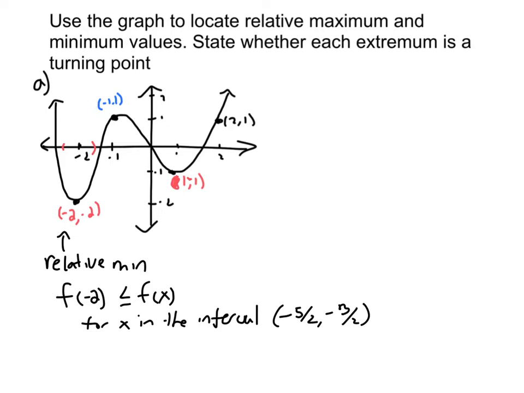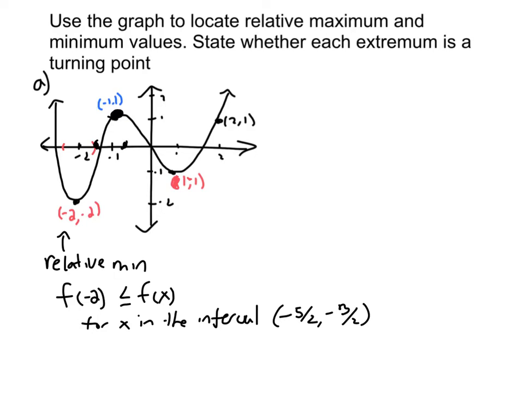Okay, and same idea for the highest value. So here, this point -1, 1, that would be a relative max because within a neighborhood, you could define a neighborhood to be maybe -3/2 to -1/2, right in here. Within that neighborhood, this is the highest point.